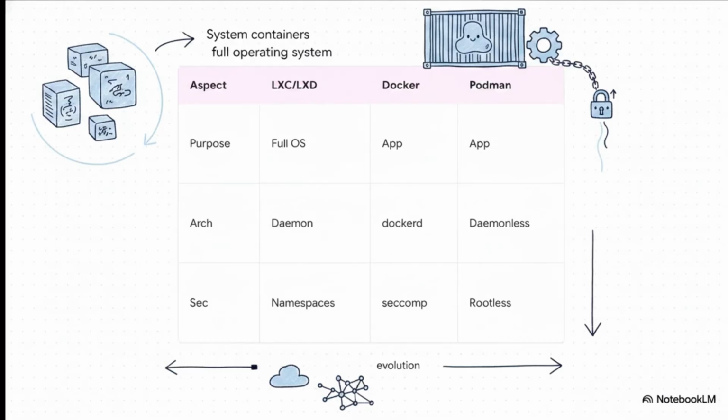When we break down the broader container ecosystem, you have LXC and LXD focusing on system containers, meaning they treat a container much more like a lightweight VM, running a full operating system init process with multiple services running inside. Then you have Docker, which focuses on application containers, ideally just one single process per container, managed by that heavy background daemon we just talked about. And finally, you've got Podman. Podman is also for application containers, but it's completely daemonless and was designed from the ground up to run rootless, offering much better security out of the box.